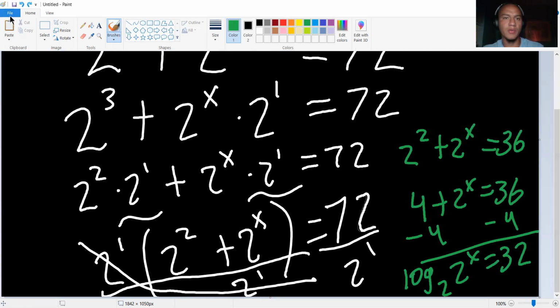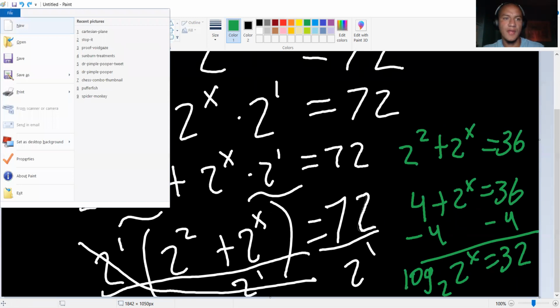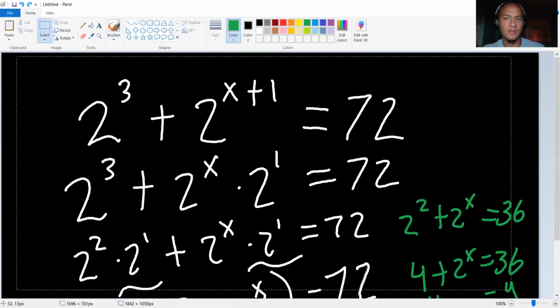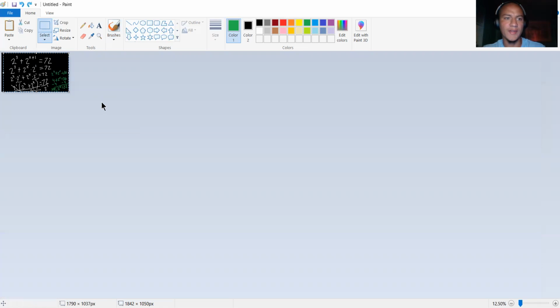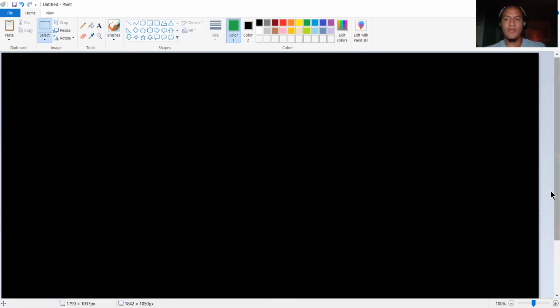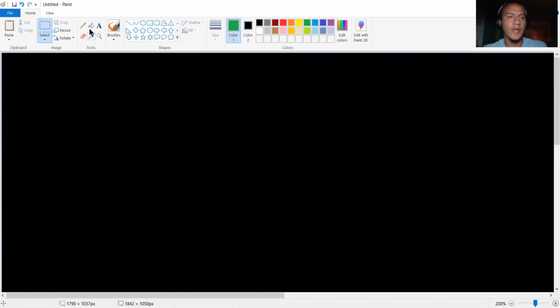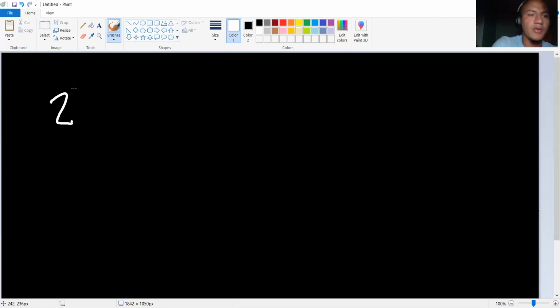Another way to do this problem is if you go back to the beginning. We go and use the brush again, so I'll rewrite the problem. You get 2 to the third. I'm going to zoom out a little bit. 2 to the third plus 2^(x+1) equals 72.